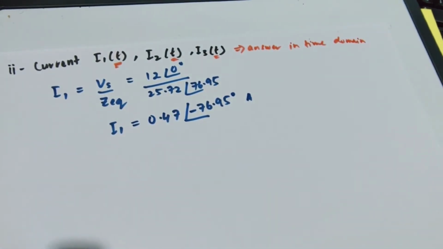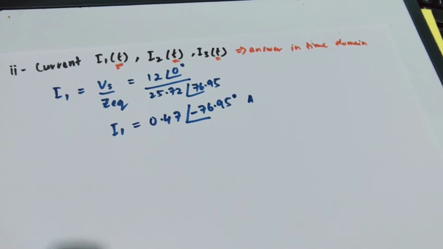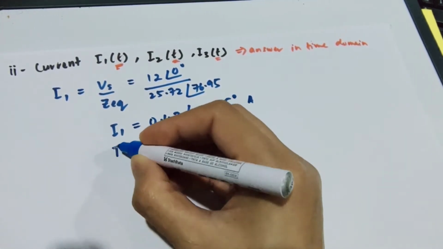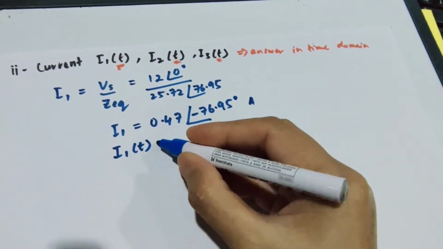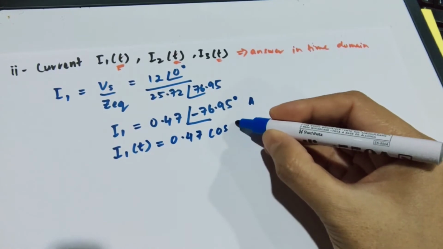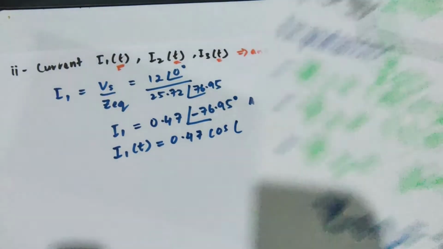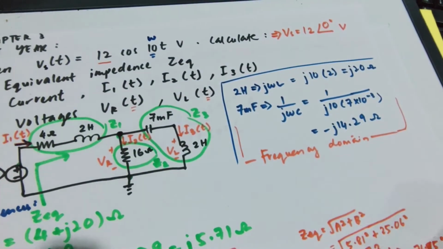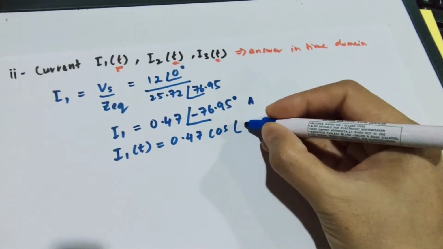Okay, so how are we going to answer in time domain? Simply change from here into a time domain format, which is i1(t) equals 0.47 cos(omega t), where omega is given in the question, which is 10t.